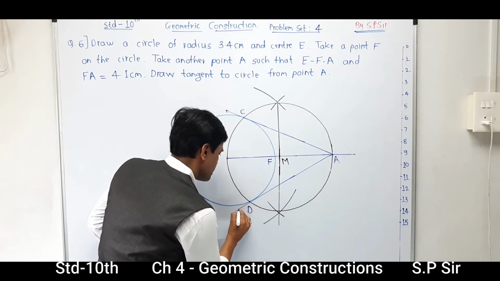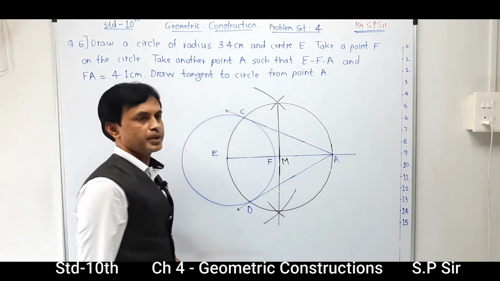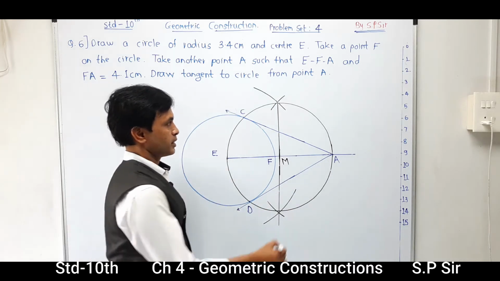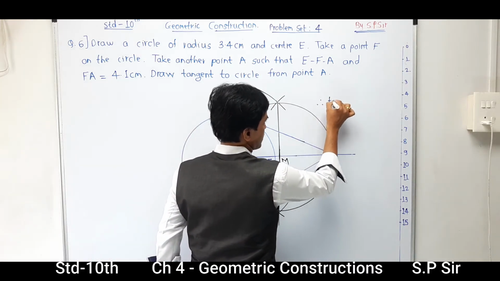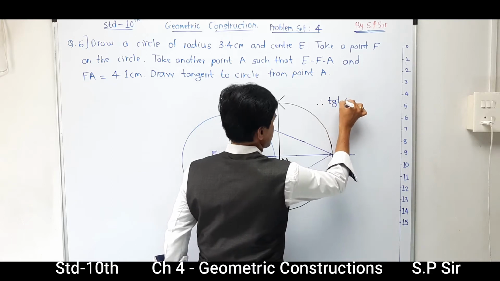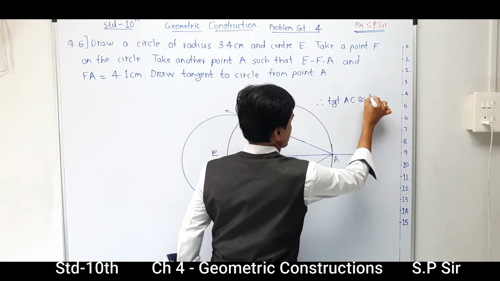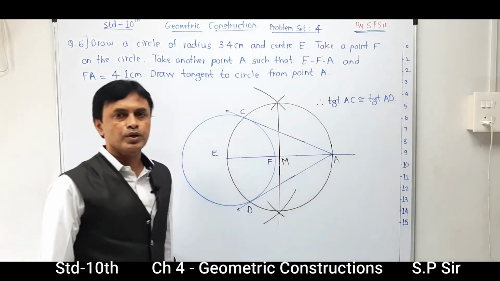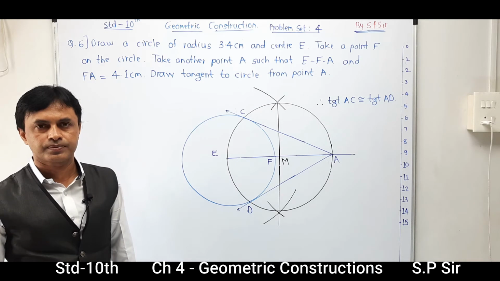And in this way your two tangents get completed. Remember, tangent AC is congruent to tangent AD. Therefore, tangent AC is congruent to tangent AD. And in this way you are going to complete your construction.